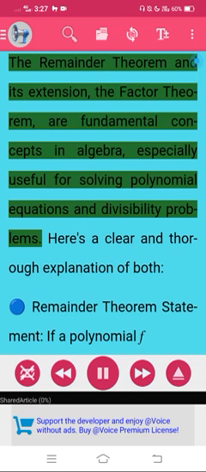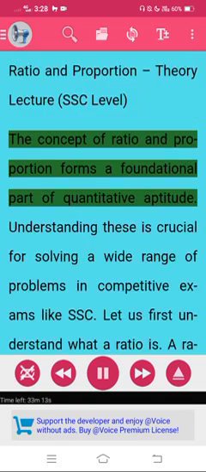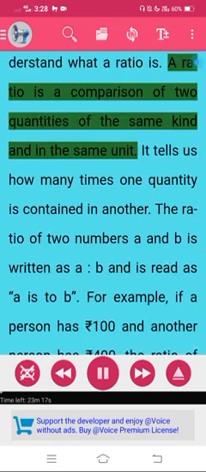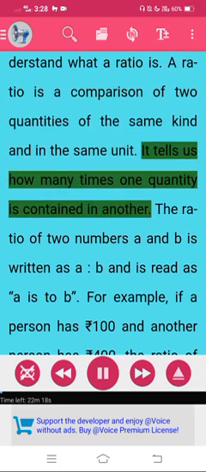Ratio and proportion. Theory lecture, SSC level. The concept of ratio and proportion forms a foundational part of quantitative aptitude. Understanding these is crucial for solving a wide range of problems in competitive exams like SSC. Let us first understand what a ratio is. A ratio is a comparison of two quantities of the same kind and in the same unit. It tells us how many times one quantity is contained in another.